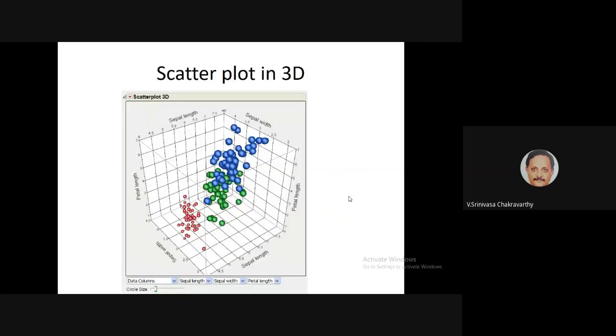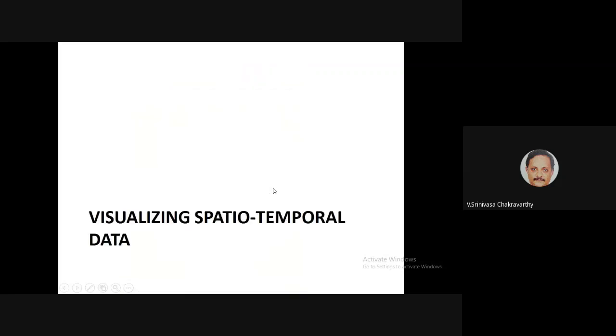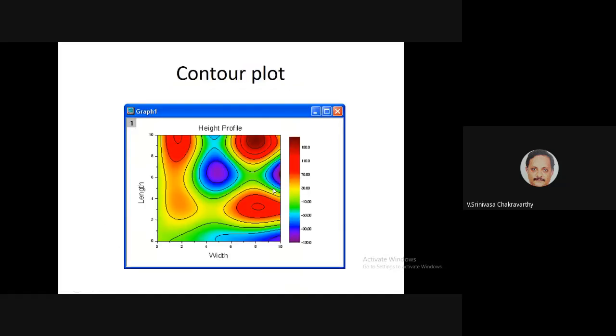The scatter plots with the examples that we have seen so far are all in 2D, but you can also have scatter plots in 3D, like this example. And you can also visualize spatial data and spatial temporal data. For example, this is a contour plot.